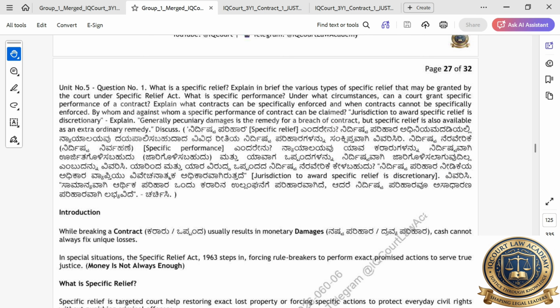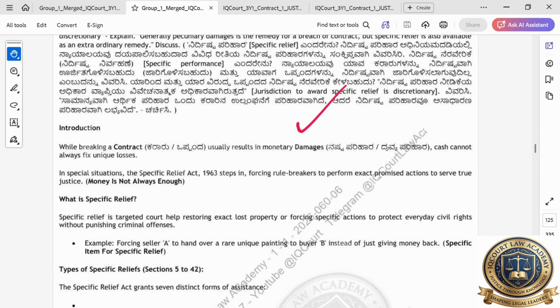Specific relief. Okay, he has cancelled the contract. He is not ready to give his house, but he has signed the contract. I can ask, sir, I want that house only, that model only, that piece only, that car only. That is specific relief. You can also ask for damages, compensation, or something different. Monetary cash can't always fix unique losses.